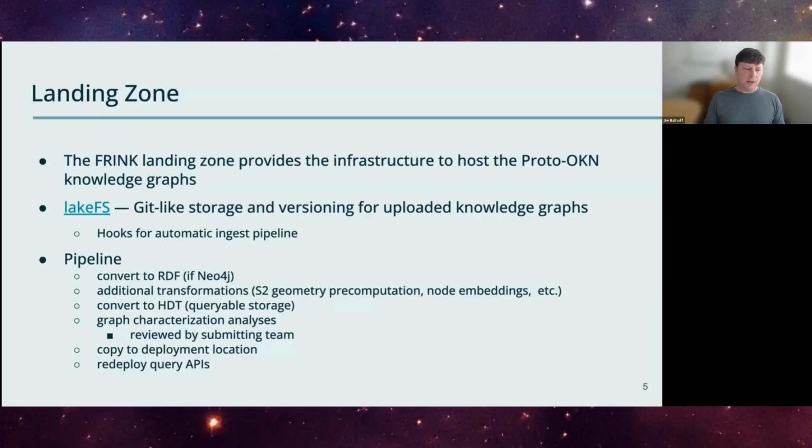Next, the pipeline converts the graph to HDT, which is a kind of queryable storage, which I'll say more about. Then it runs some graph characterization analyses. These are available to be reviewed by the submitting team before the new version of that graph is released to the network. Once all these parts of the pipeline are done, the query APIs are redeployed, allowing access to the new data.